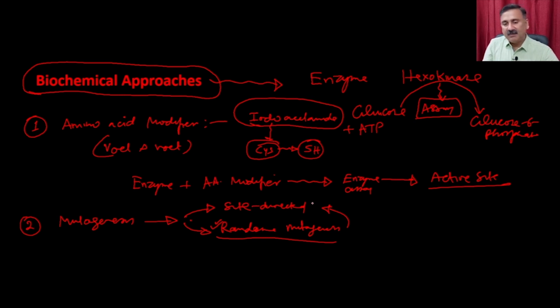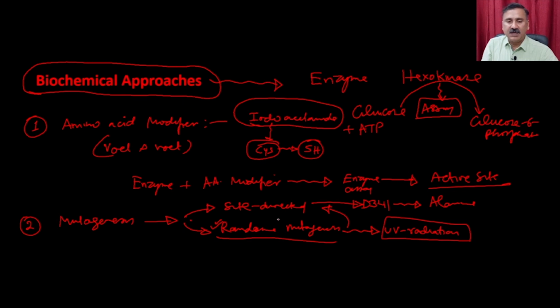So what does site-directed mutagenesis mean? It means I am going to modify the 341 amino acid. Suppose this is aspartate, so D341 I am going to modify to alanine. That is called site-directed mutagenesis. Random mutagenesis means you do random mutations, either by UV radiation or other kinds of sources, and that is very crude.